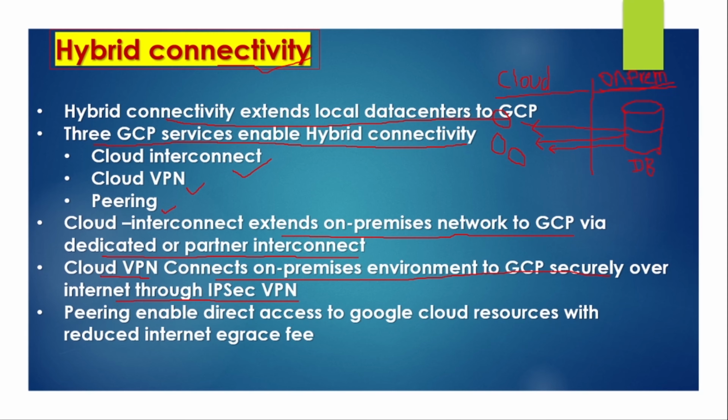Then there is peering, which gives you direct access to Google Cloud resources with reduced internet egress fees. And this egress fee is the bandwidth that you are charged for outbound connectivity. Alright, so you can choose any of these services depending on your requirement and budget.